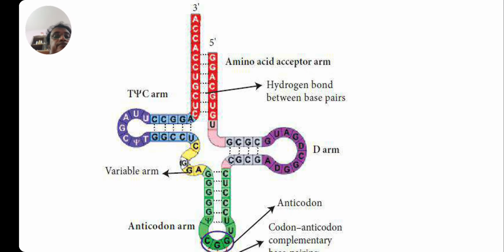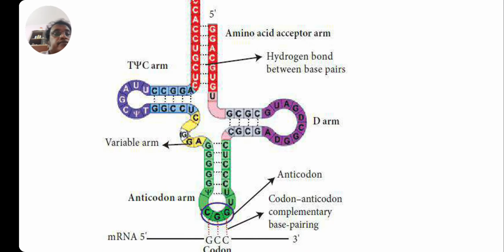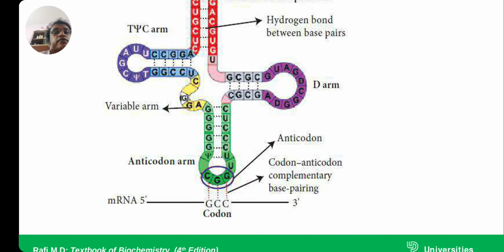Now, the anticodon arm. This arm has three specific nucleotide bases responsible for recognition of the triplet codon of messenger RNA. Codon and anticodon are complementary to each other. Now, the D arm, so named due to the presence of dihydrouridine. The T psi C arm contains a sequence of thymine, pseudouridine represented by psi, and cytidine C.